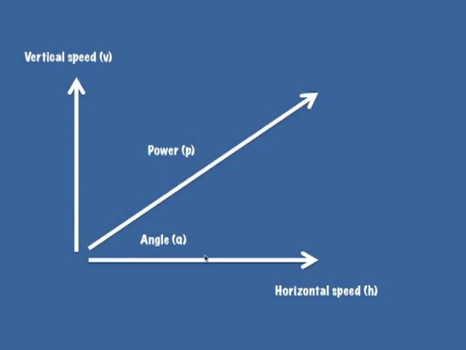So in this scenario, I've got power being the amount that it's kicked at, the vertical speed, the angle here, and the horizontal speed. Now you can use a little bit of trigonometry to convert these from the one thing to the other. You can see that power would be the hypotenuse, the vertical speed would be the opposite, and the horizontal speed would be the adjacent.